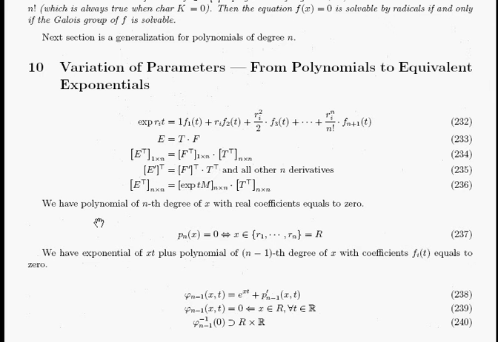We have polynomial of nth degree of x with real coefficients equals to 0, Pn of x equals to 0, and we have exponential of xt plus the polynomial of n minus 1 degree of x with coefficients i of t equals to 0, and we're going to show it for n equals to 2.